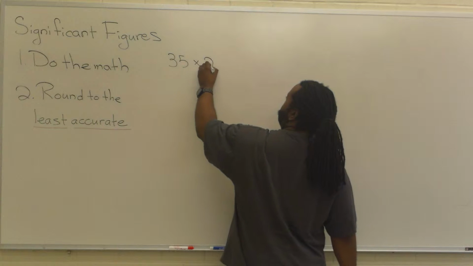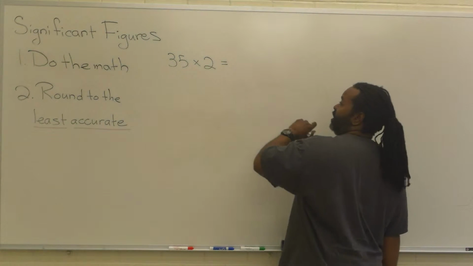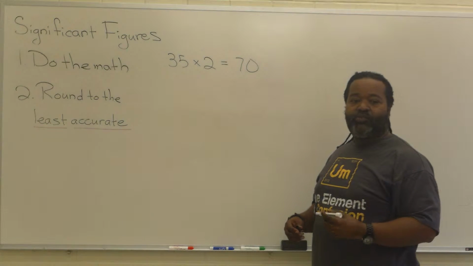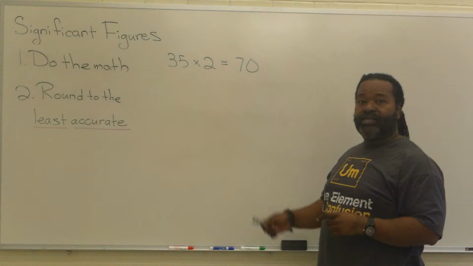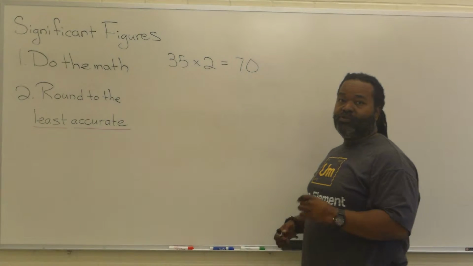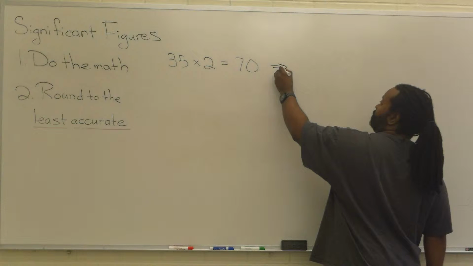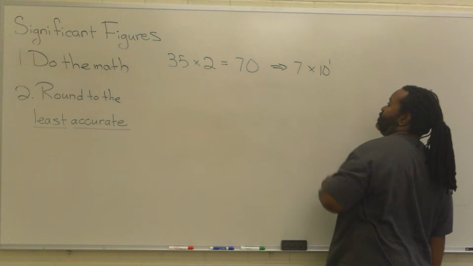35 times 2. So 35 times 2, we do the math, which is the first step, that's 70. And now we need to round to the least accurate thing. That's going to be the 2, because it has only one sig fig. In order to represent this with one sig fig in an unambiguous way, we can use scientific notation. So we will just have the 7 times 10 to the 1.